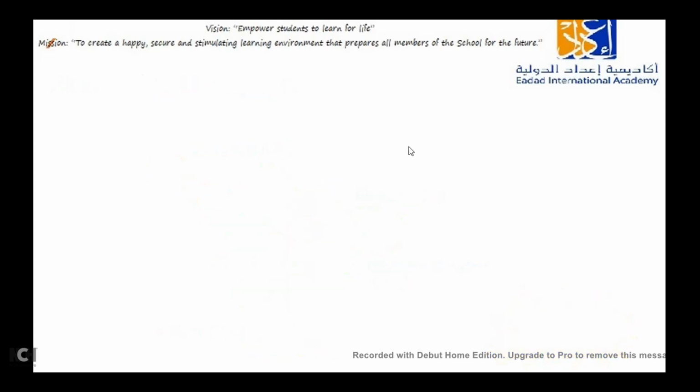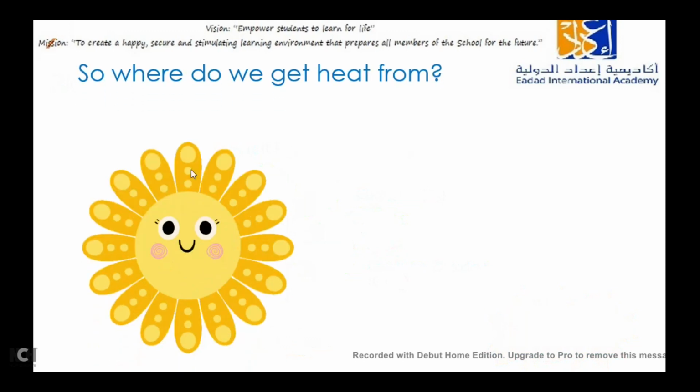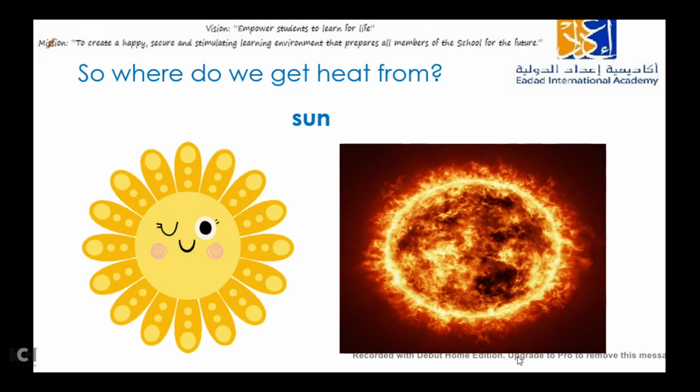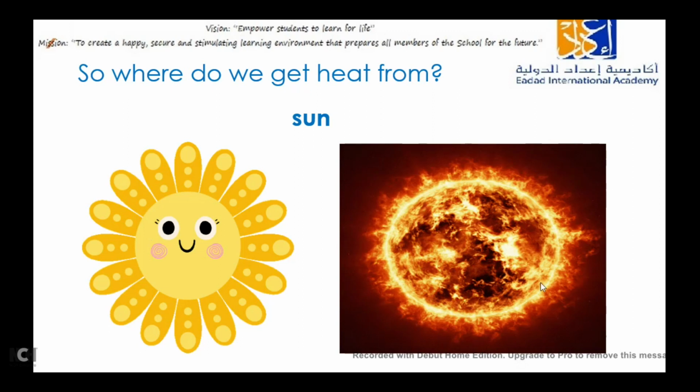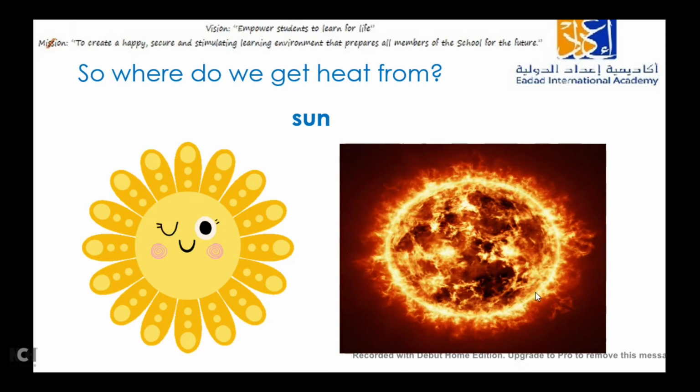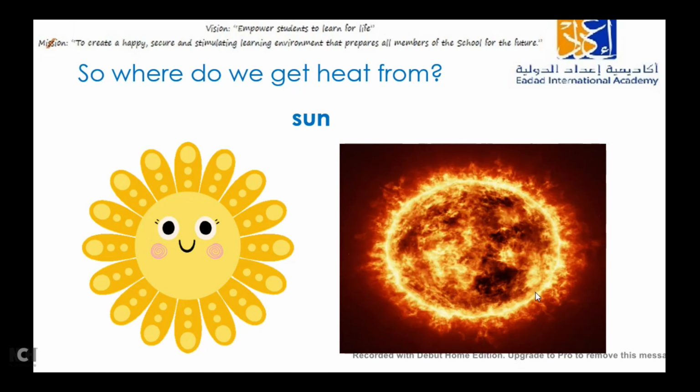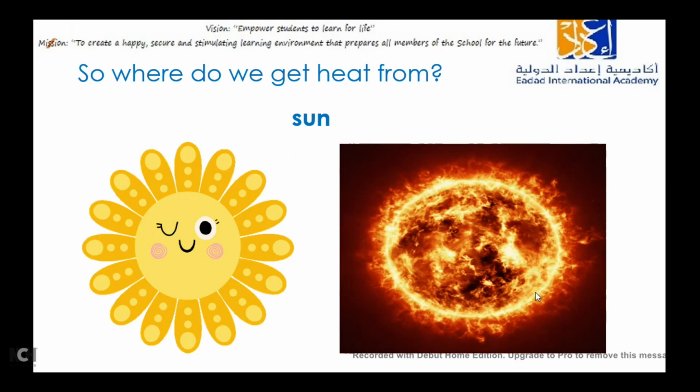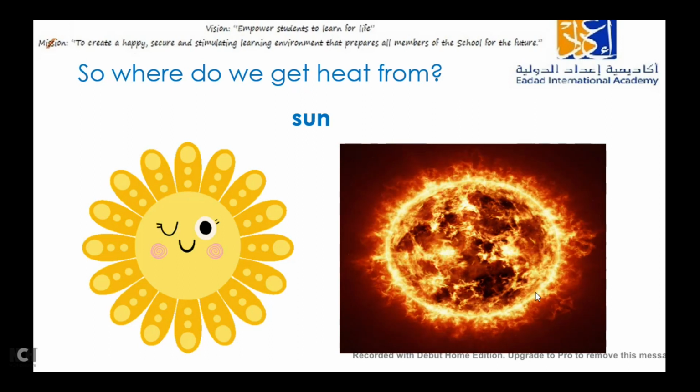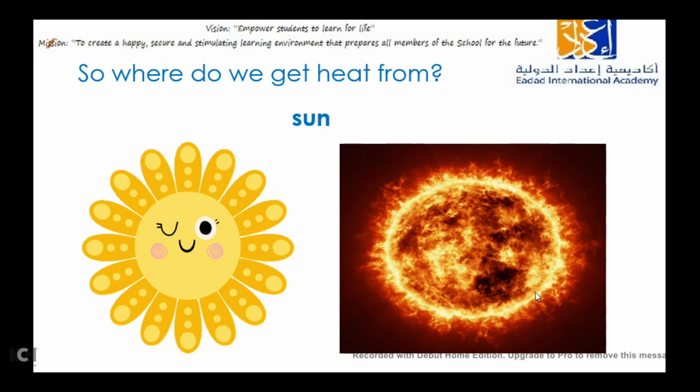Now, there are so many places that we get heat from. First is the sun. The sun does not really look like this, like a cute little thing that we see up in the sky that's yellow and smiling on us. Although it's a very nice thing to have, the sun is a ball of fire with flames on it. And it's giving away so much heat. That's why our earth stays warm. Class, remember that the real sun is a ball of fire with flames.